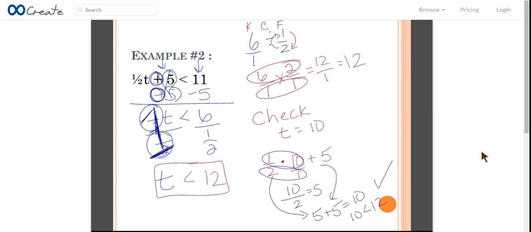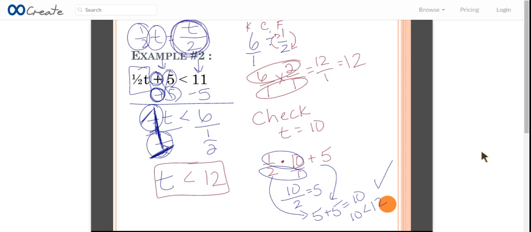Remember when I see 1/2 t, that means I'm cutting t in half. 1/2 t is like me cutting t in half, so I'm dividing it by 2. 1/2 times t is the same thing as t divided by 2. We can think about 1/2 times t as cutting t in half.